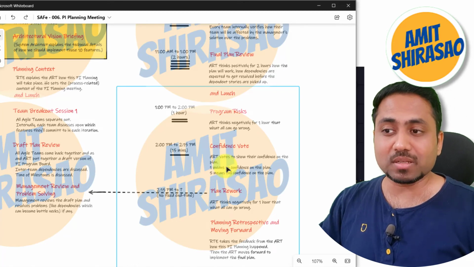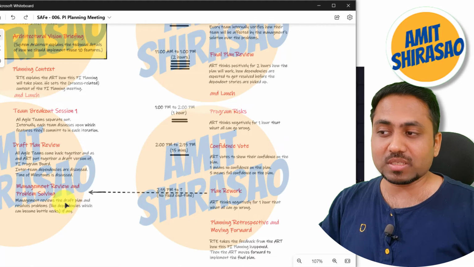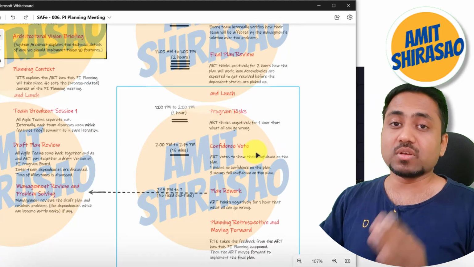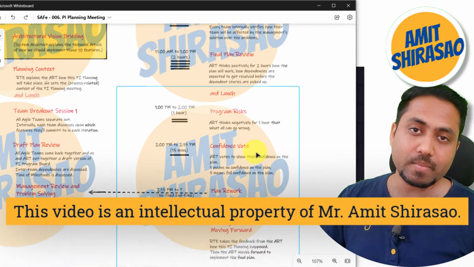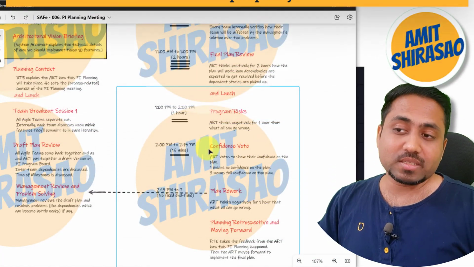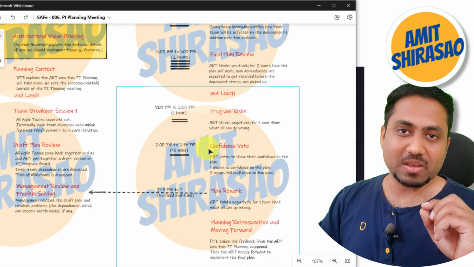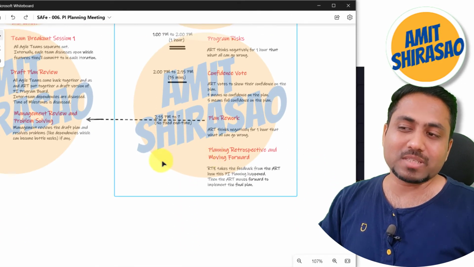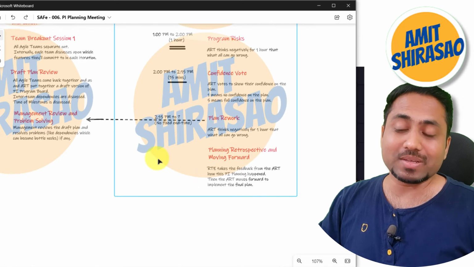If they don't, then once again you go for a plan rework. Once again the same cycle repeats. It keeps repeating unless and until your confidence vote is 3 or more than 3. Okay, so after this, let us say at some point of time you have a good confidence in the plan. After that, what happens? Now time is again not given, because you don't know when that will happen.